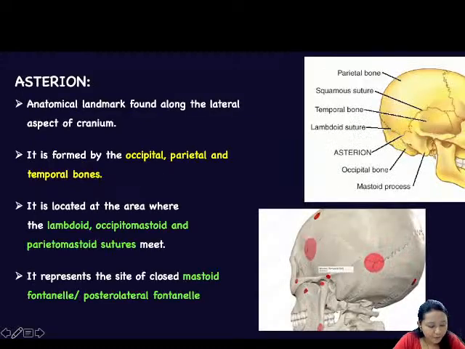Okay. Now let us come to the asterion. What do you mean by asterion? This is found on the lateral aspect of the cranium.